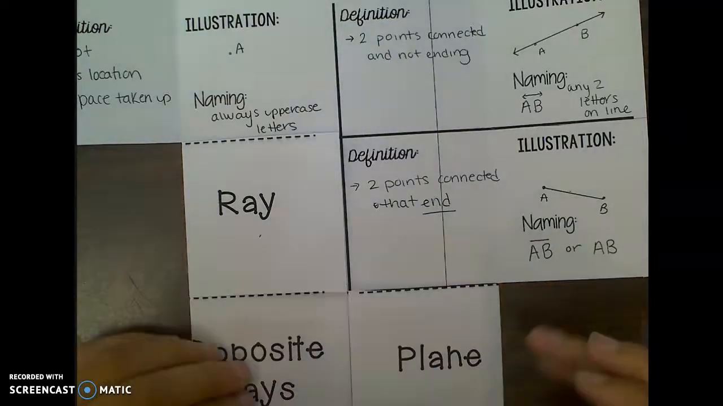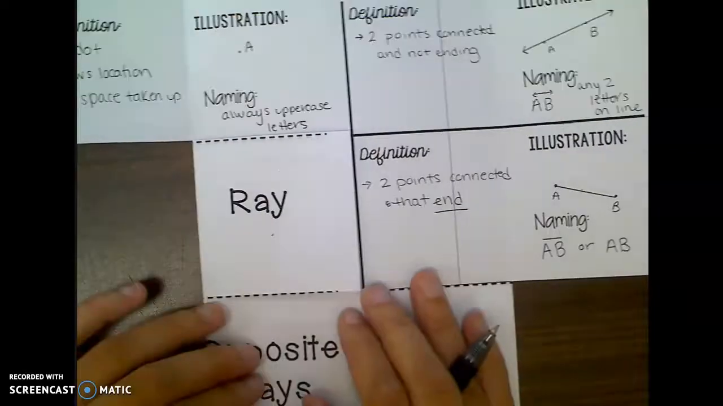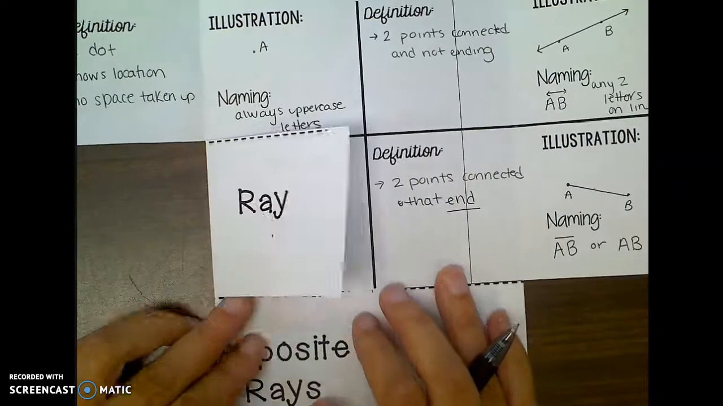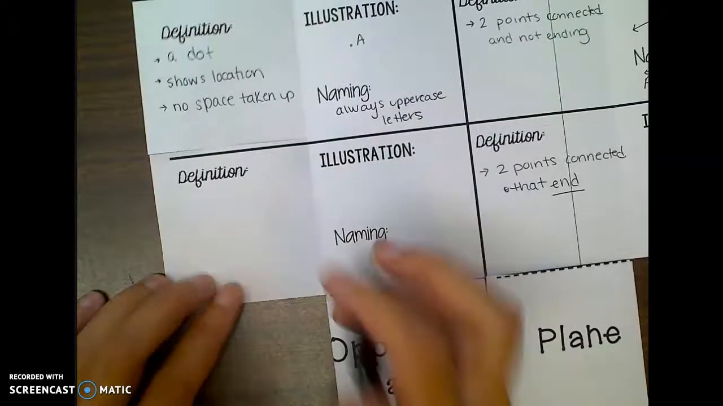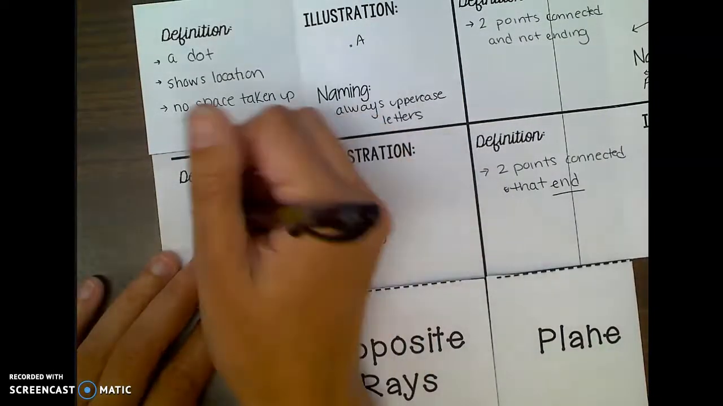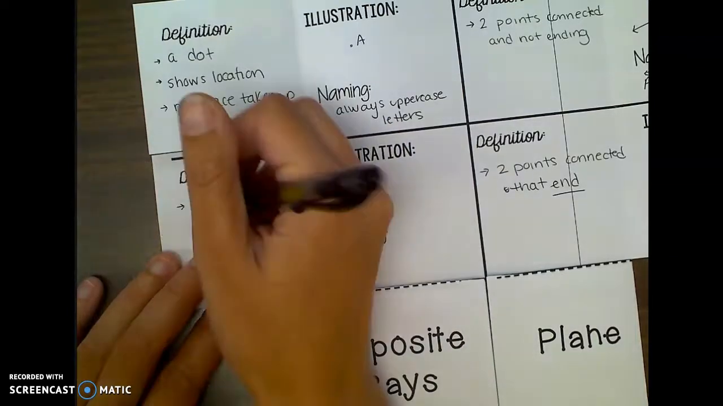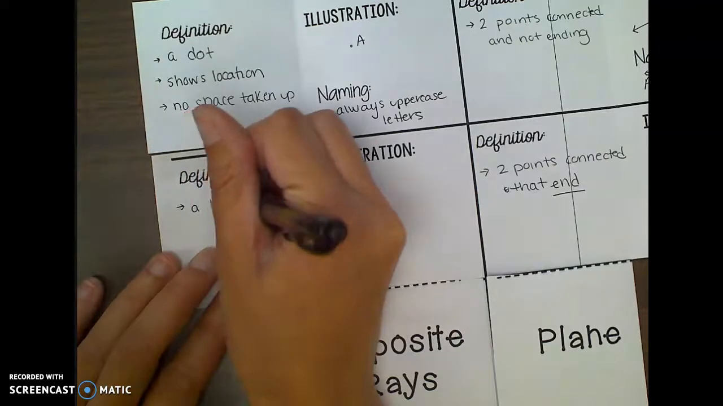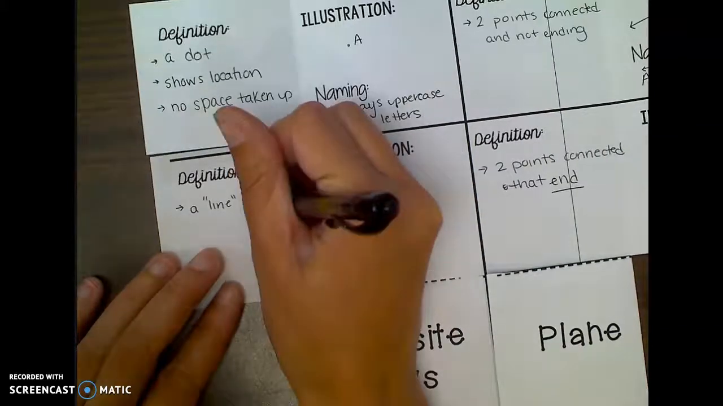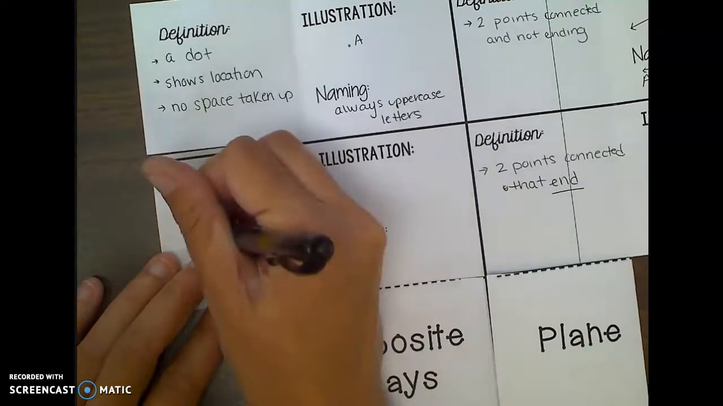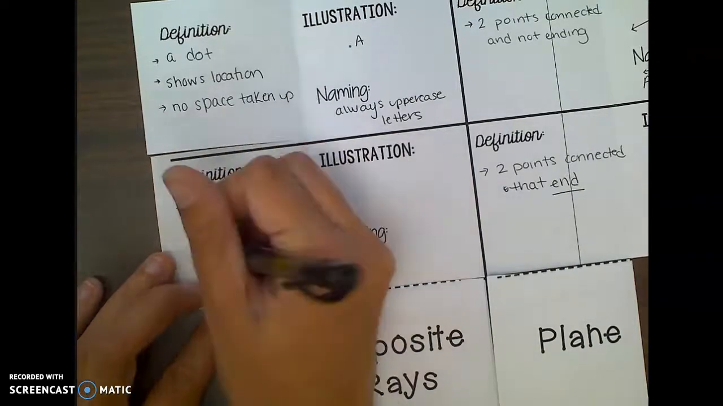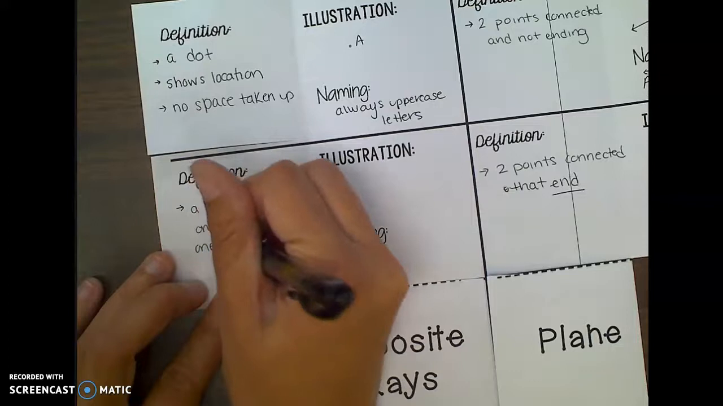Okay. Another thing that's kind of similar to a line and a line segment, kind of the marriage of the two, if you will, is a ray. So a ray is a line, kind of, that only goes in one direction.